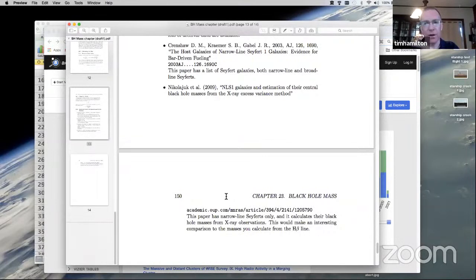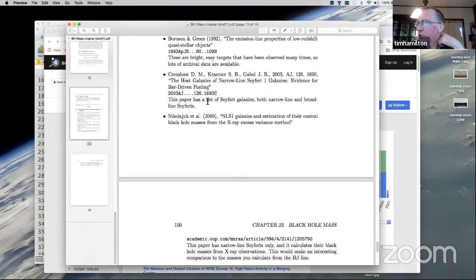And then you could compare to the X-ray measured masses. If you do the Crenshaw paper, there's a nice list of both narrow and broad line Seyferts, and you could see whether the narrow and the broad line galaxies really do seem to have different mass black holes.